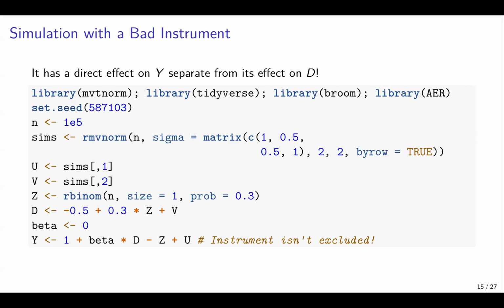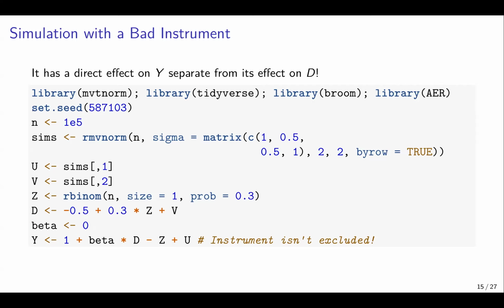So simulation is a very valuable tool, and sometimes we get lucky and it actually just shows us what the answer has to be, makes it blindingly obvious, and then suddenly our intuition is able to catch up and we can figure out how to do the math. So what are we going to do now? I'm going to do a simulation with a bad instrument. So what makes this instrument bad? Well, it has a direct causal effect on Y that is separate from its effect on D.